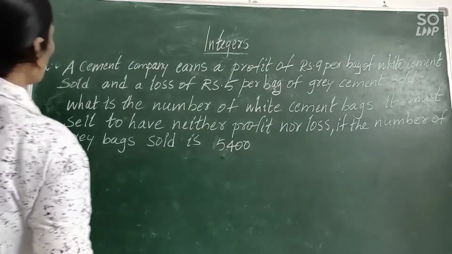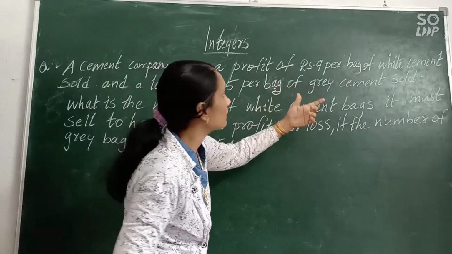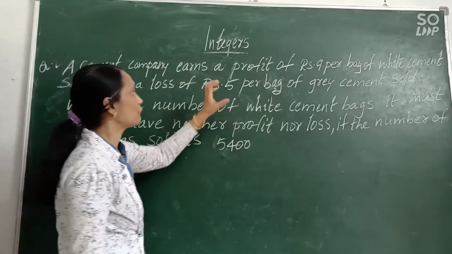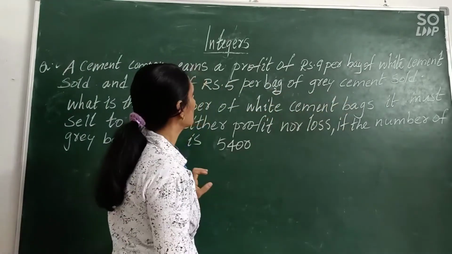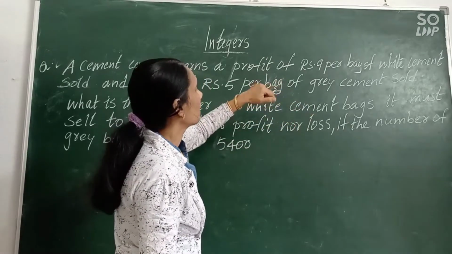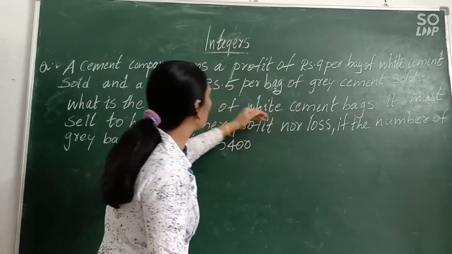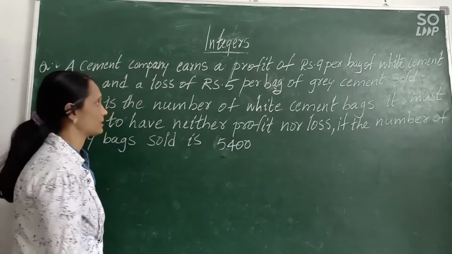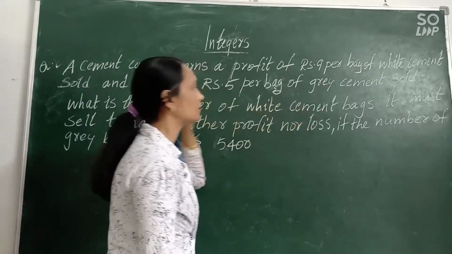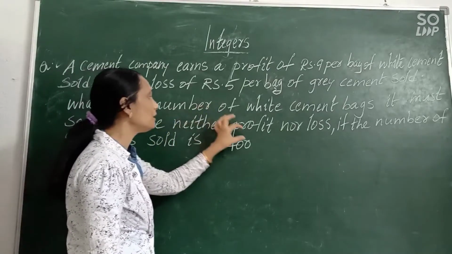Okay, now let us go into the next question. A cement company earns a profit of rupees 9 per bag of white cement sold and a loss of rupees 5 per bag of grey cement sold. That means for each bag of white cement a profit of 9 rupees and each bag of grey cement a loss of 5 rupees. So here the question is, what is the number of white cement bags it must sell to have neither profit nor loss?